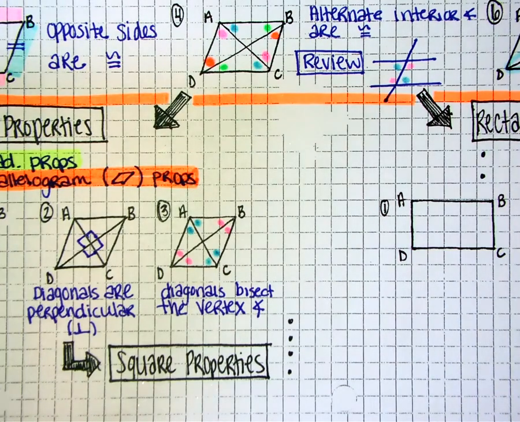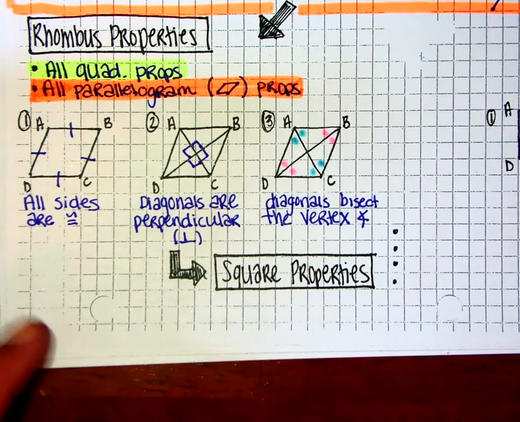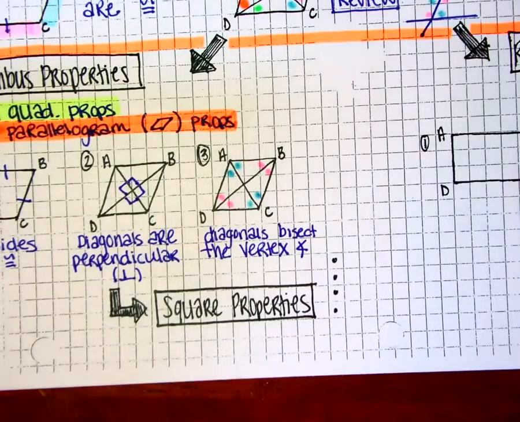Since you've got congruent sides, you're going to have more congruency within your rhombus. So these rhombus properties, again, are special to just the rhombus. No other shape really has them except the square, because the square is at the bottom of that chart.